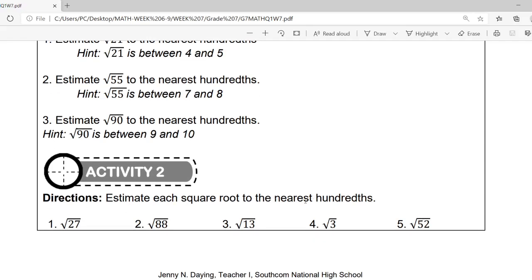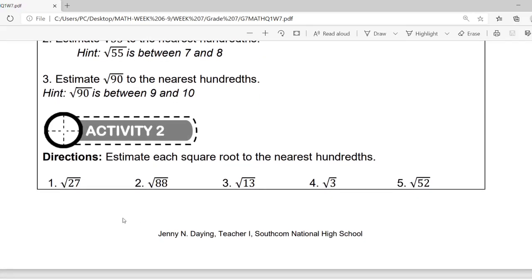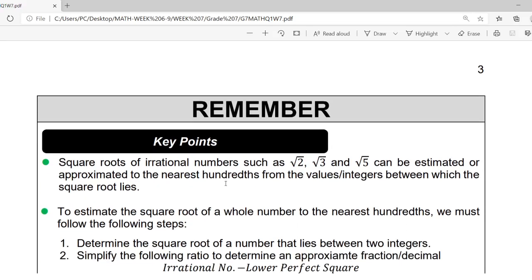Estimate each root to the nearest hundredths. So again, you will find the 2 perfect squares which 27 lies in between. So like for example, sa 27, saan ba yan? In between 2 perfect squares. Ito naman, look for 2 perfect squares wherein the one is the lower and the other one is the upper, and then you follow the same steps.